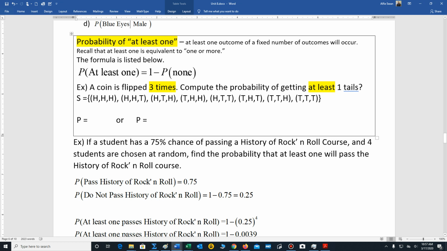The way it's written here, the probability of at least one, think of it as 1 minus the probability of none. And let's demonstrate this in an example. Let's assume a coin is flipped 3 times. We compute the probability of getting at least one tail.